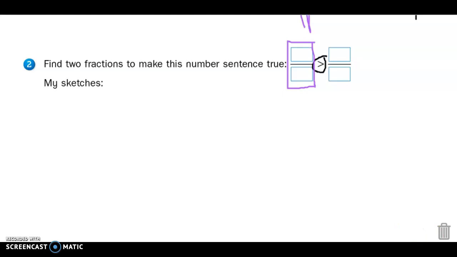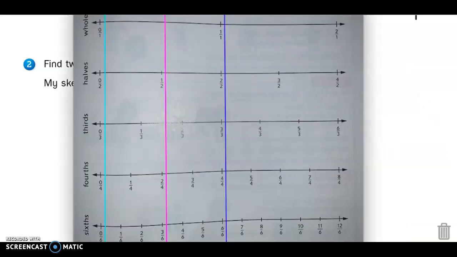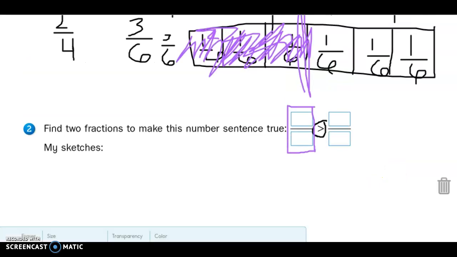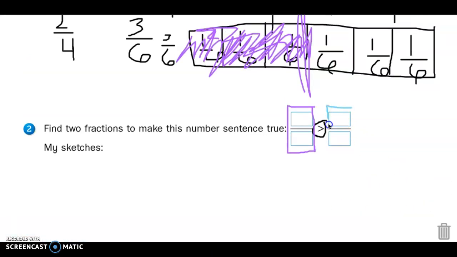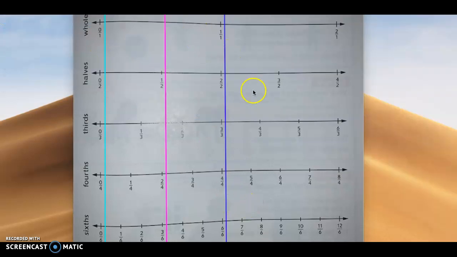So if you go back to student reference book, page 145, you need to find a fraction that is closer to this 1 line, to this whole line, to 1. And then on the right would be the smaller fraction. So if you have 2 fractions that you choose, this fraction needs to be closer to the 0 line than your greater fraction.